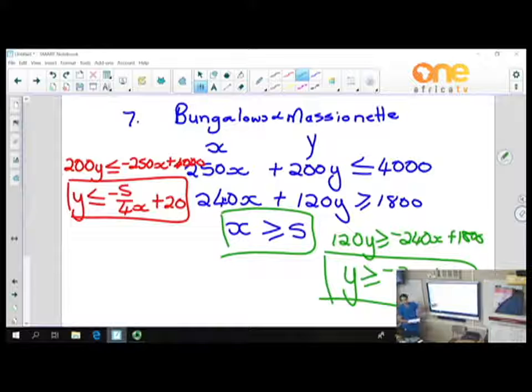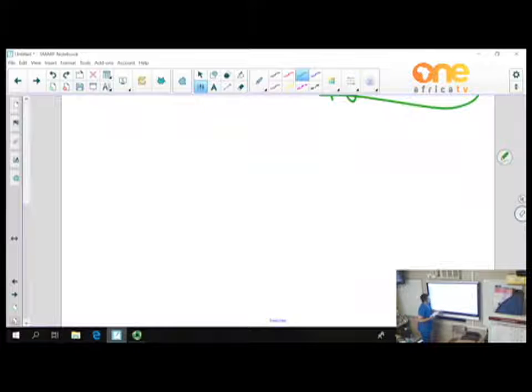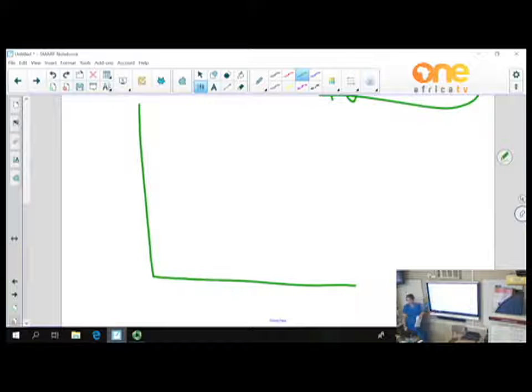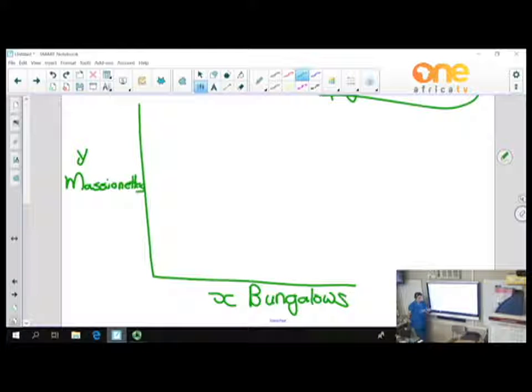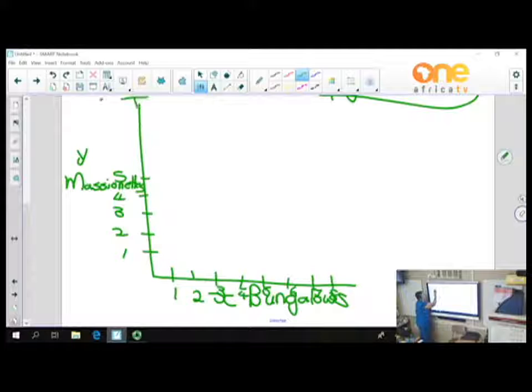Okay, so this is at the top of your page now. We draw our axes only in quadrant 1. This is X, the bungalows. And Y, the mansionettes. And they say there 1 centimeter, 1 unit. You have to draw it now on your graph paper. And this one has to go up to 20. And we need 20 and 15. So label your axes.